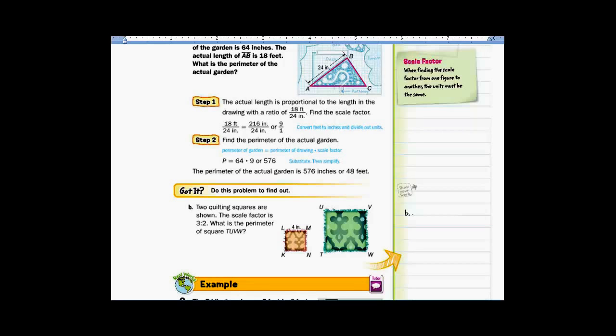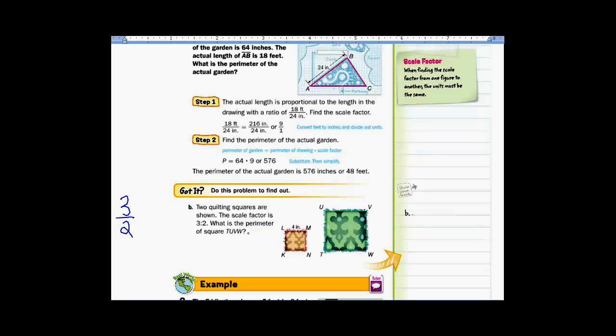Back with me. 2 quilting squares are shown. The scale factor is 3 to 2. Basically what that means is those are corresponding parts. So if they are saying corresponding parts are 3 to 2, that's the ratio, 3 to 2. Which one of these do you think would have the 3 and which one would have the 2? Right, the bigger one would have 3, so it's saying 3 is to 2. Now, this doesn't have a 3 on it, this doesn't have a 2 on it. How would I know that? Well, using common sense, if I'm going to find corresponding parts, would my bigger part go with the smaller one or the bigger one? Of course it's the bigger one. So you're saying 3 is to 2 as what?